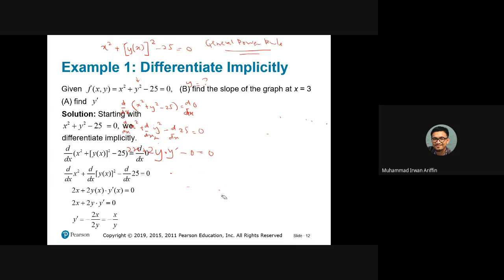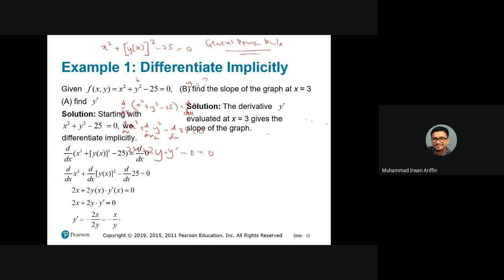Okay, see that I cannot erase everything. Now we want to find the slope of the graph at x equals 3. At x equals 3, what is the slope of the graph? Now, we need to basically evaluate the derivative y prime when x equals 3.